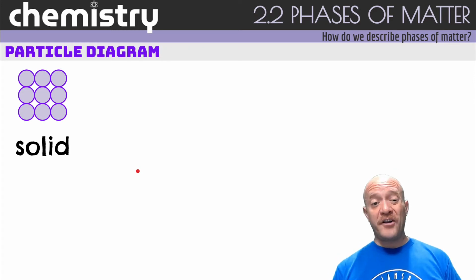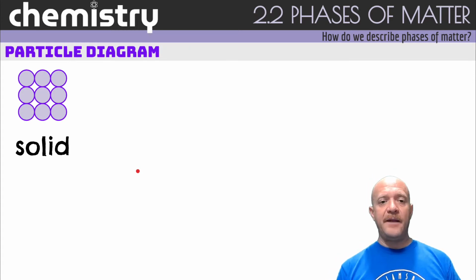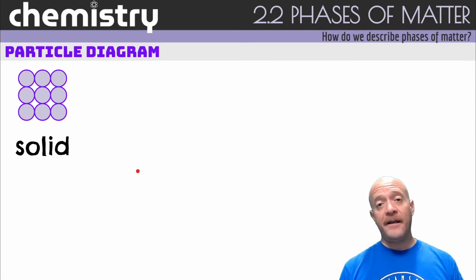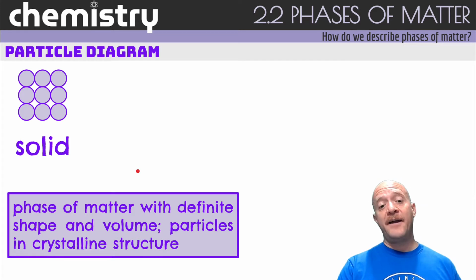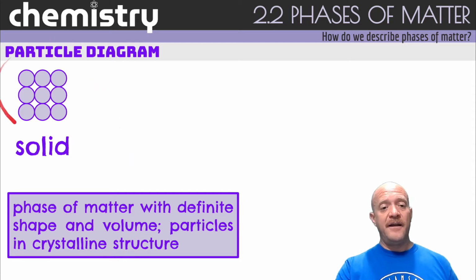So this is a particle diagram that you will see, and a particle diagram just basically indicates what's happening with the atom. So I'm going to show you particle diagrams for all three phases of matter. We have a solid, and a solid is simply a phase of matter with a definite shape and volume. And the particles are actually in a crystalline structure. In other words, they form like geometric shapes.